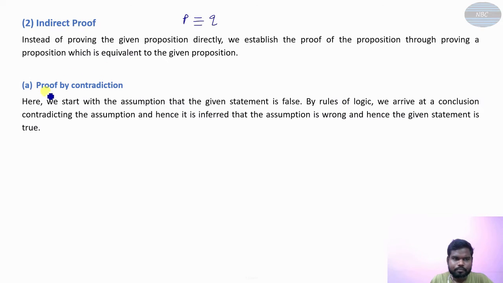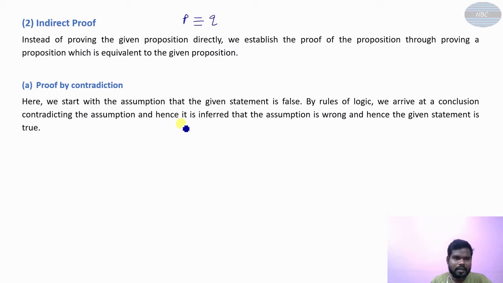There are three types of indirect proof, and the first one is called proof by contradiction. Here we start with the assumption that the given statement is false. By rules of logic, we arrive at a conclusion contradicting the assumption, and hence it is inferred that the assumption is wrong, and hence the given statement is true.